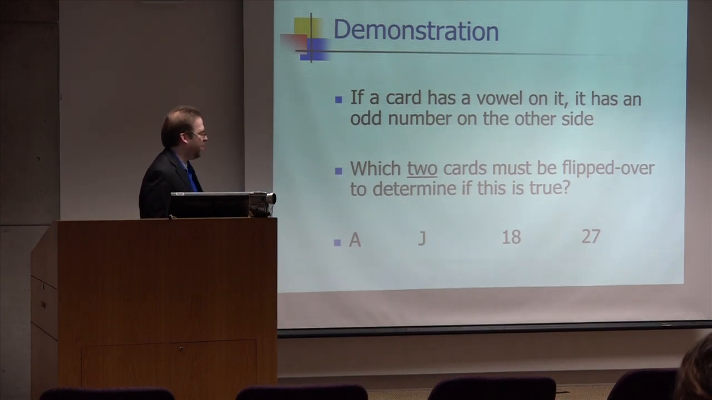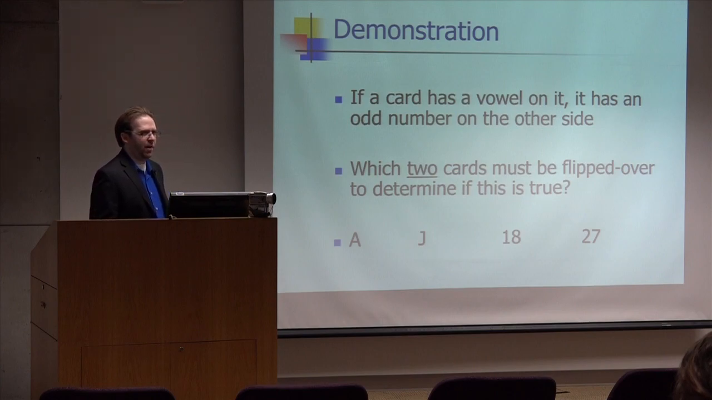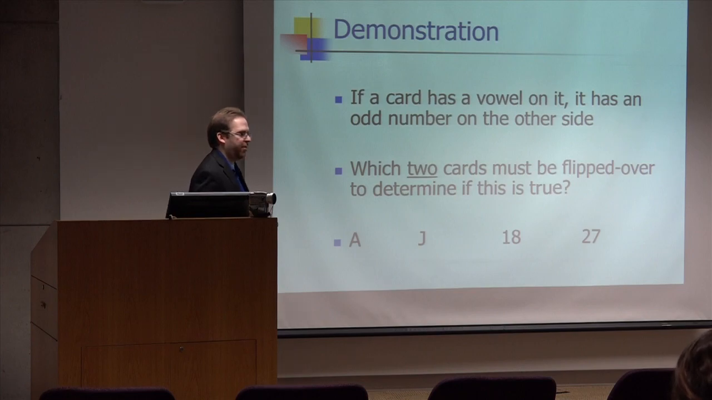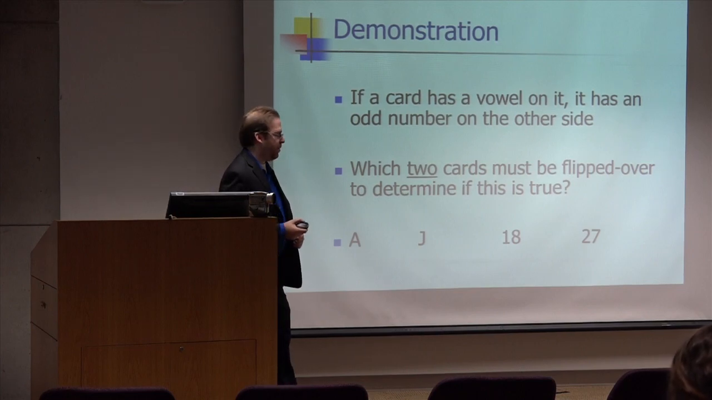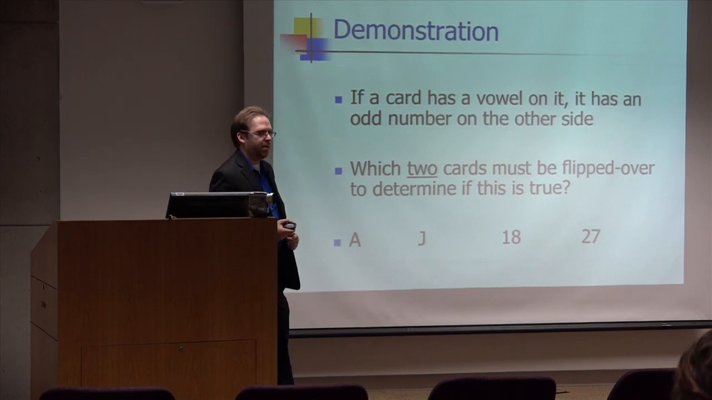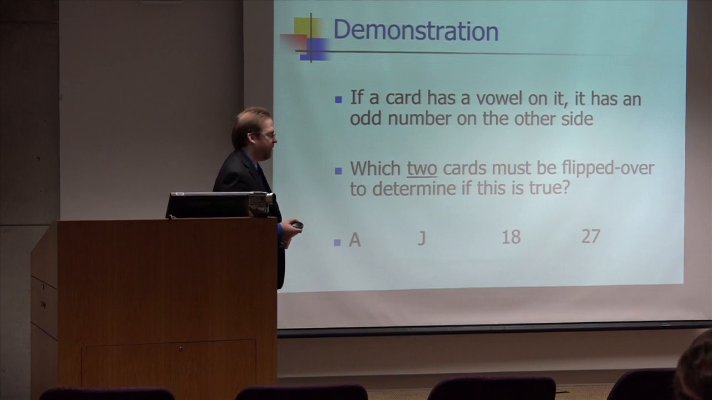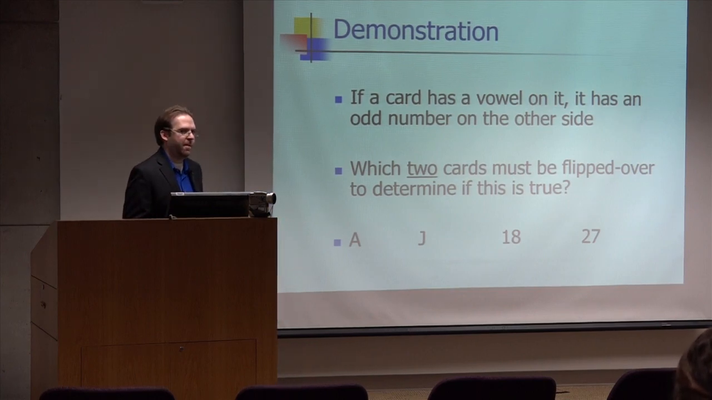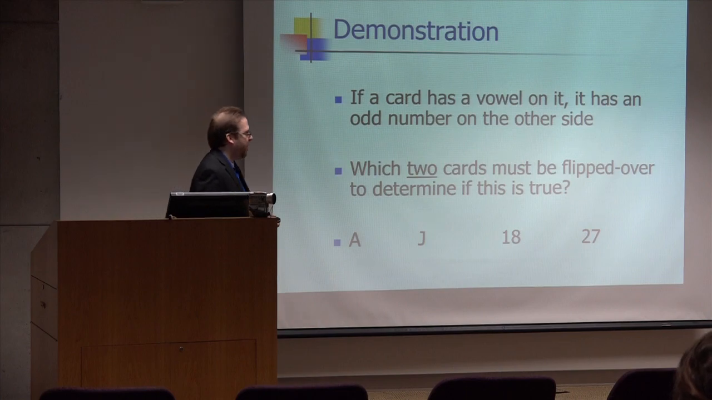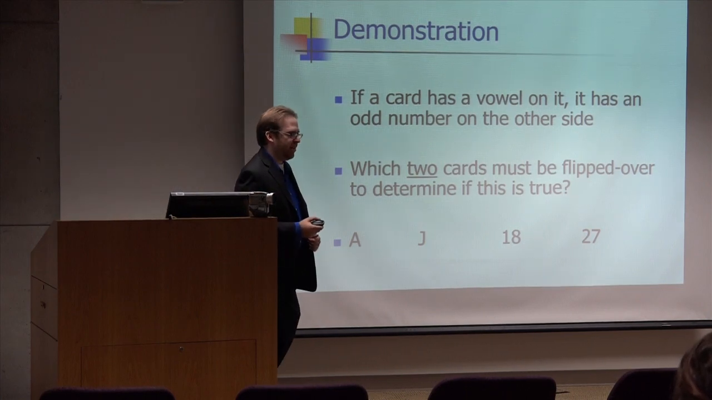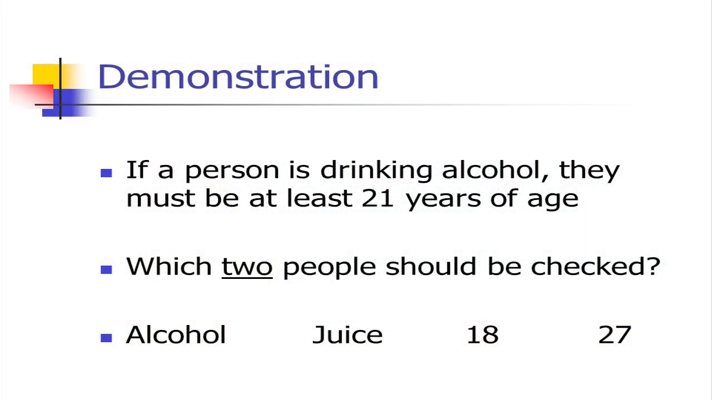Okay? So how many people would want to flip that A card over? Okay? How many people want to flip the J card over? How many people want to flip the 18 over? And how many people want to flip the 27 over? Okay? So I'm not going to tell you guys the answer quite yet, because I want to ask you another question. So if a person is drinking alcohol, they must be at least 21 years of age. Which two people should be checked?